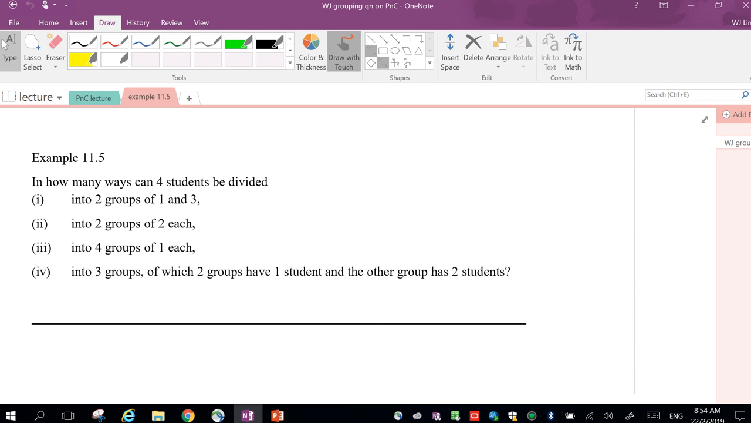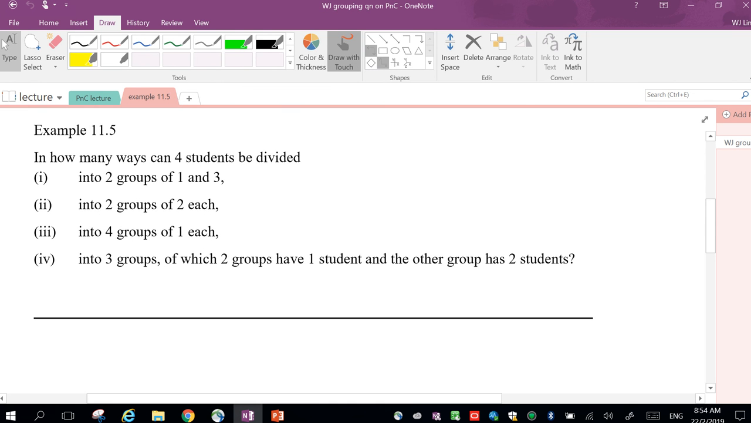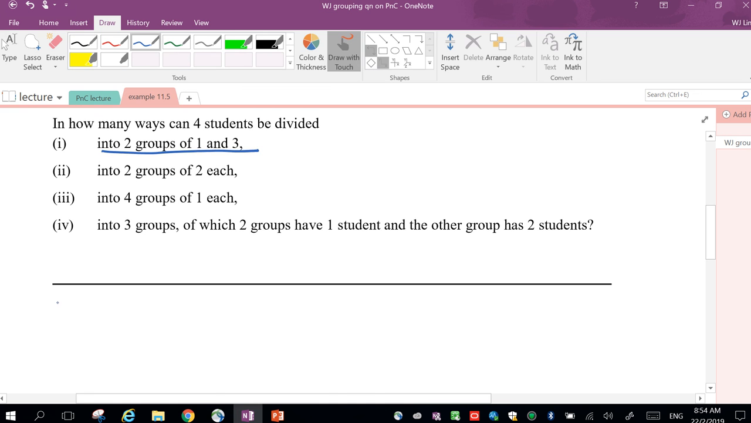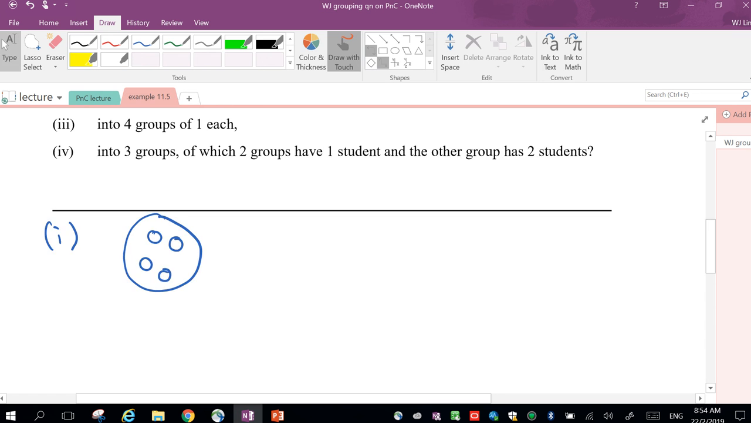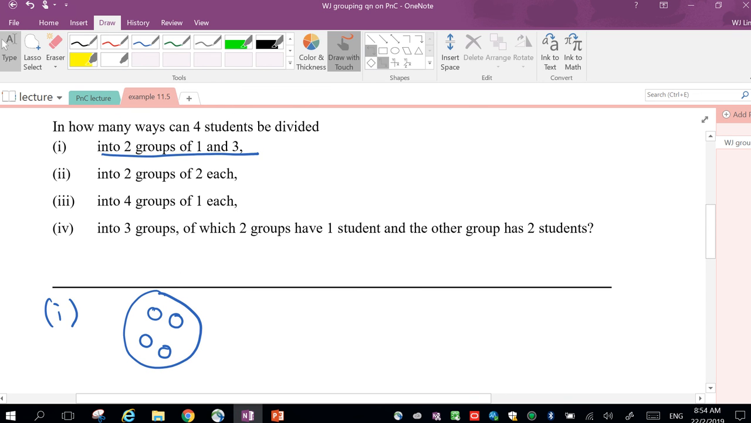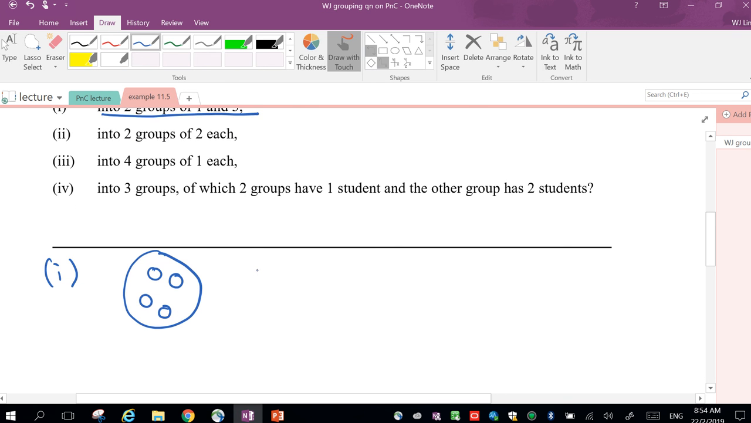Okay, so can I start? Four students divided into two groups of 1 and 3. Okay, so two groups. So I got a pool of four students. One, two, three, four. I need two groups of 1 and 3. So you do 4 choose 1. So you pick one out.